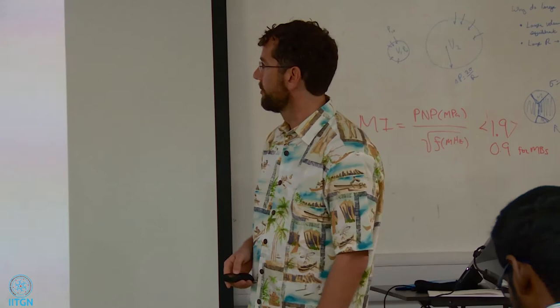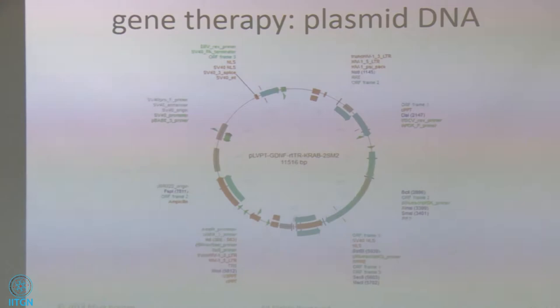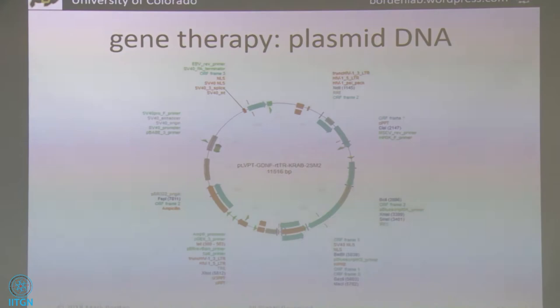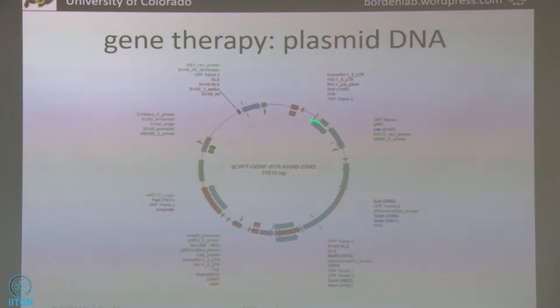There's also a lot of interest in gene therapy, and one of the main things being used in gene therapy is plasmid DNA. This is DNA from bacteria, circular DNA, and the technology is really good at engineering these plasmids to carry genes, to be promoted only by certain cells under certain states, etc. But these plasmids are huge, and they can't get through the blood-brain barrier.